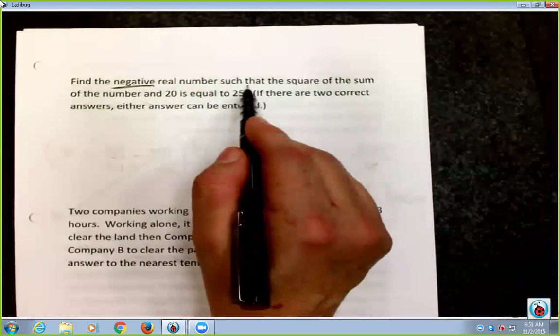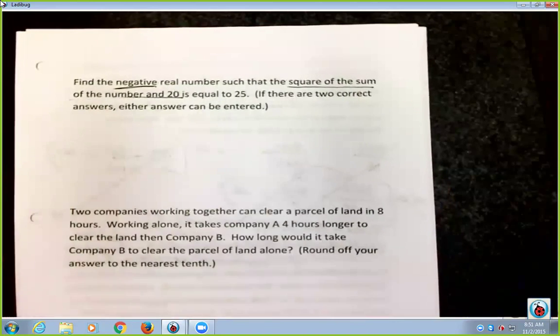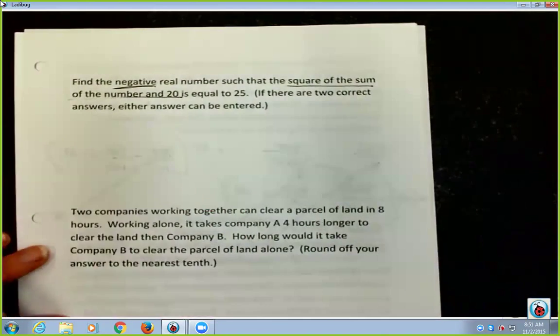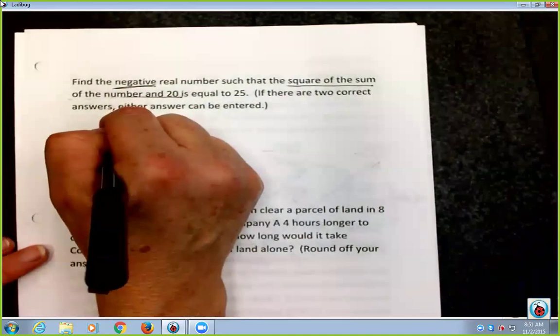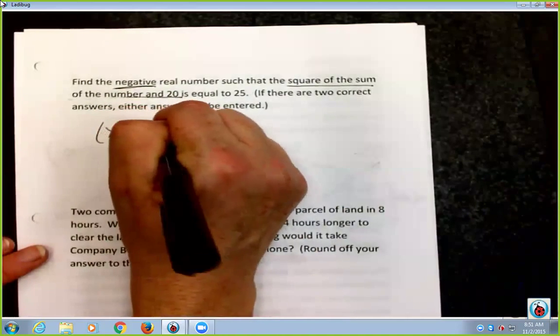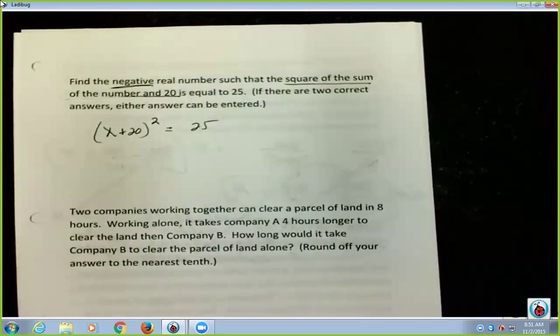Well, if I read this, it says the square of the sum of the number and 20. What does that mean? The sum of the square, or the square of the sum of the number and 20. So that means I need to take my number, add 20 to it, square it, and that's going to equal 25. So what does that look like?